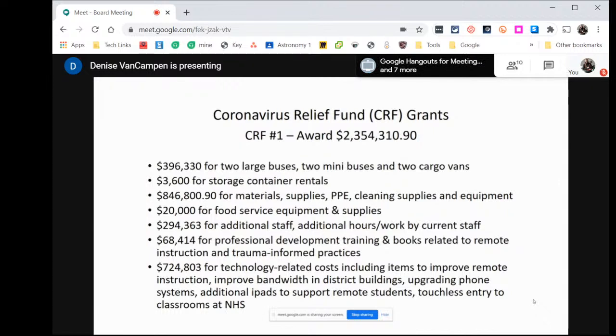And then we have approximately $724,000 in technology-related costs. We are improving bandwidth within the district buildings, upgrading phone systems, additional iPads. We're working on touchless entry to classrooms here. So rather than everybody having to have a key, we're going to a fob system. And there is also some equipment being installed to help teachers when they have students in front of them and remote. There's going to be some equipment that will help that process and make it more smooth.